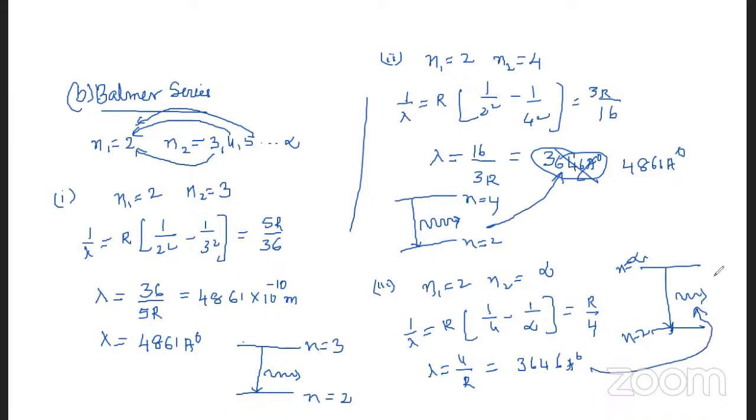So this is what we call the Balmer series. All these wavelengths, like initially 4861 and finally 3646 angstroms, and the radiation in between, belong to the visible and near ultraviolet region. So this Balmer series is in between the visible and near ultraviolet region. This is what we call the Balmer series.